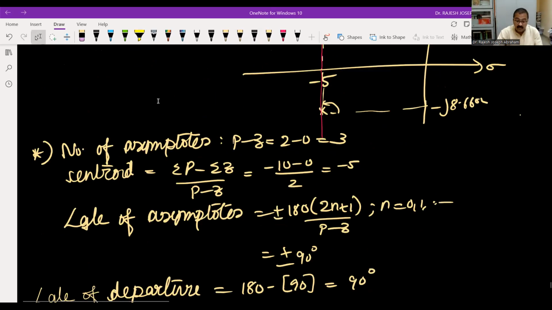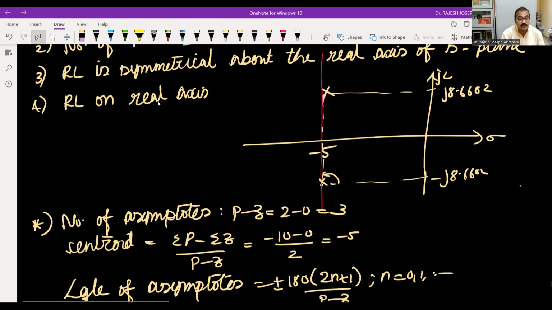So what will be the angle from minus 5 minus j 8.6602? It has to be minus 90. Then only it will be symmetrical about the real axis, the sigma axis. So if from here you are getting plus 90, this has to be minus. Correct?